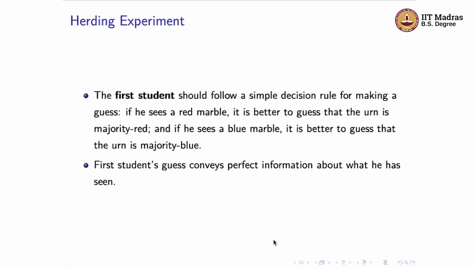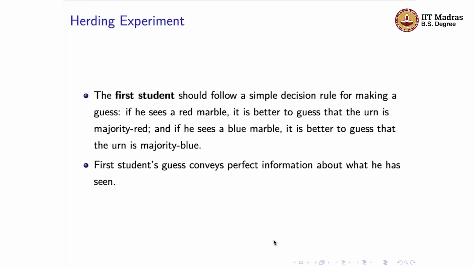So let's consider the first student. The first student goes and picks a marble, right? Observes the color. So it's either red or blue. And then on the basis of this only, has to decide whether it's a red majority urn or a blue majority urn. So in this case, intuitively, because of the symmetric nature of the problem, it's pretty clear what the student should do, right?